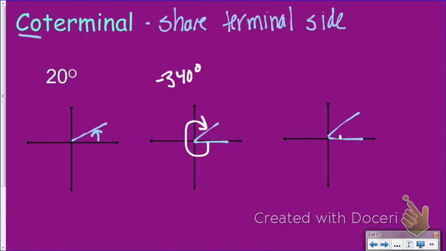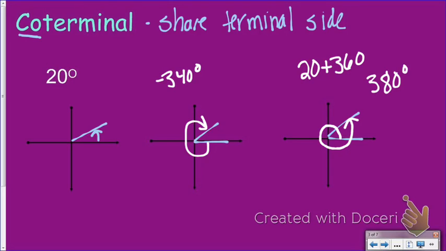Another way I could get a coterminal angle, if I draw this, is to go in the positive direction, but make a full circle and then end there. It's also coterminal, but it's going to be a different measurement. So I would take my 20 degrees and add 360 to give me 380 degrees. Now when it comes to coterminal angles, there's actually an infinite number of possibilities here.